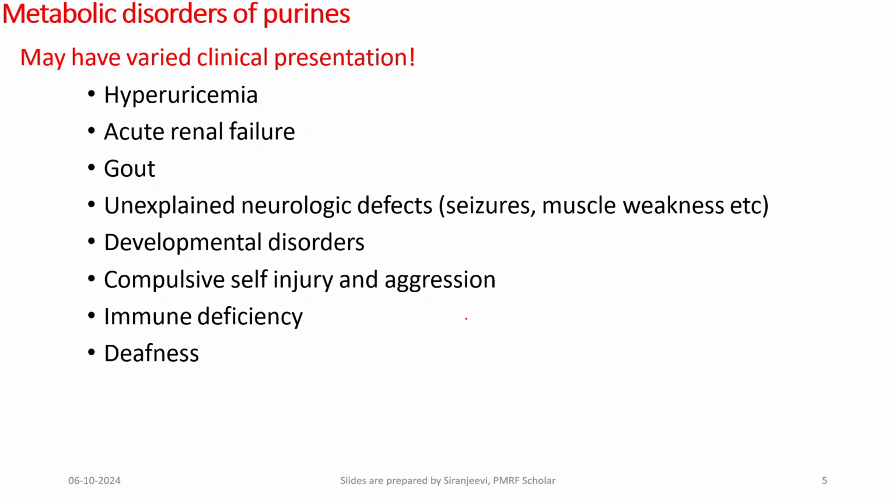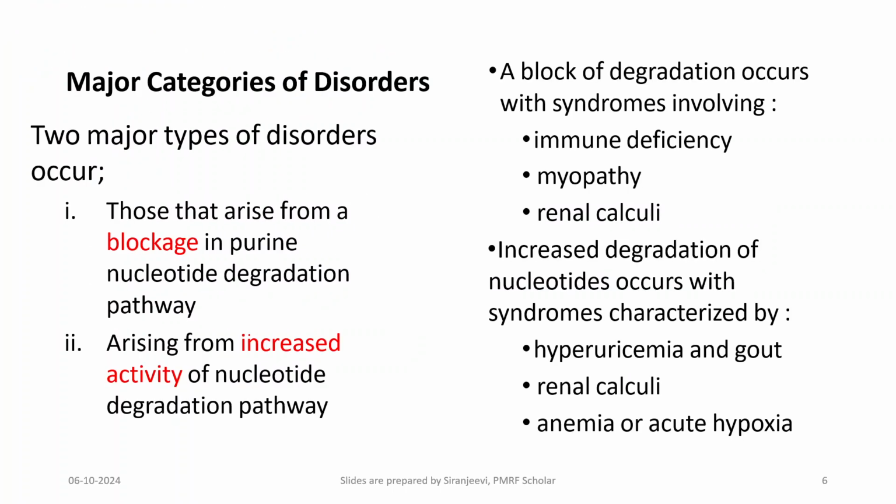And if you see the metabolic disorders related to purine metabolism, they include hyperuricemia. Hyperuricemia is nothing but high levels of uric acid, and then acute renal failure, which is also called gout, and unexplained neurological defects, for example seizures, muscle weakness, etc. Developmental disorders take place, and compulsive self-injury, aggression, immune deficiency, and deafness occur.